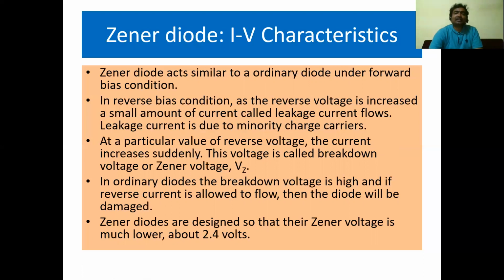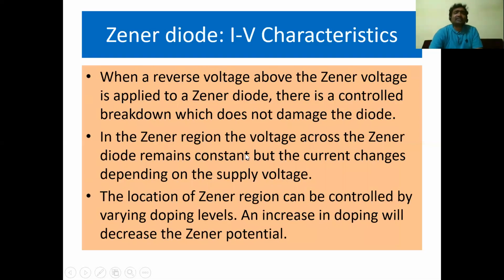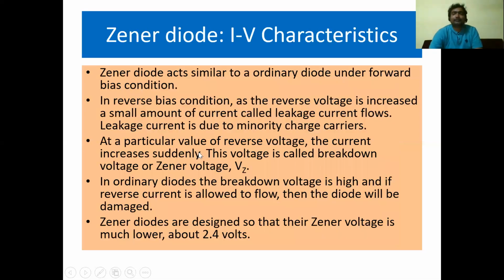Zener diodes are designed so that the Zener voltage is much lower. It is about 2 to 4 volts. So this Zener breakdown takes place around 2 to 4 volts in Zener diodes. When reverse voltage above the Zener voltage is applied to a Zener diode, there is a controlled breakdown which does not damage the diode. This reverse breakdown mechanism cannot damage the Zener diode, unlike an ordinary PN junction diode.